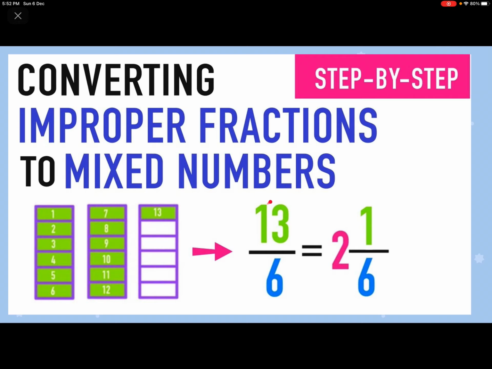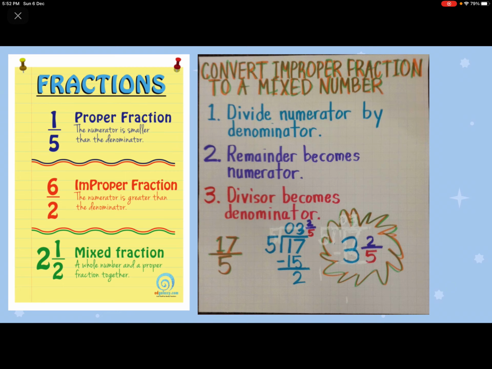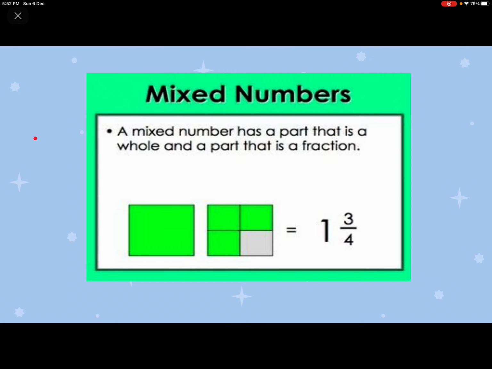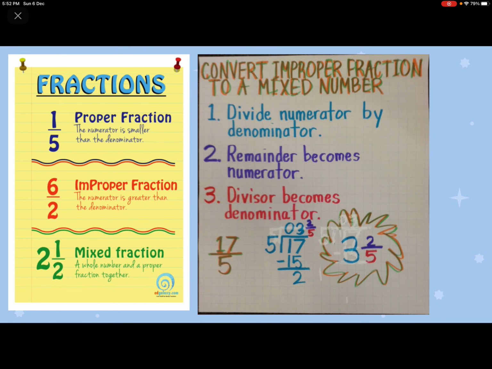Now children, this can be converted into mixed and mixed can be converted into improper. Let us see how. The left side is just a revision. This is a proper fraction, where the numerator is less. This is an improper fraction and this is a mixed fraction.